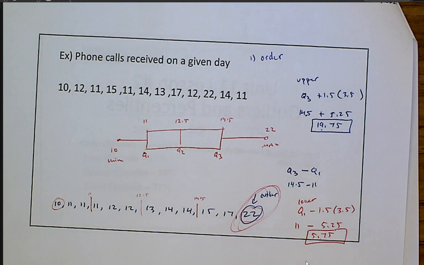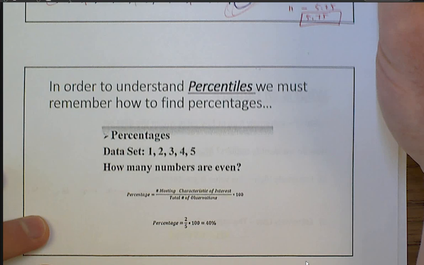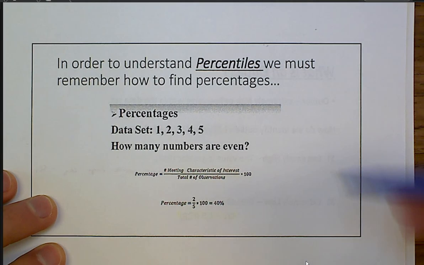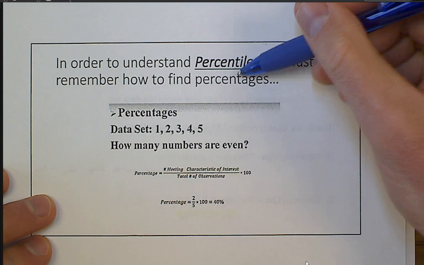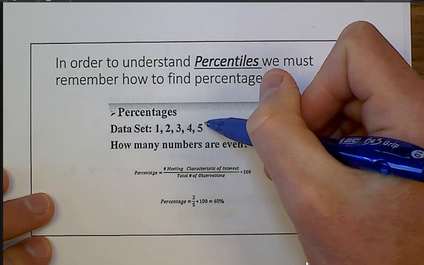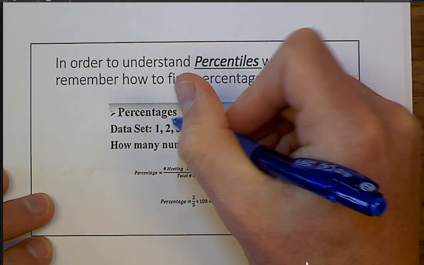Moving on. So now we're going to change gears a little bit, and we're going to move towards percentiles. And before we can really understand percentiles, just a quick review of percentages, right? The data set is 1, 2, 3, 4, 5. How many numbers are even? So we're talking a percentage. Well, obviously 2 and 4 are the even numbers.